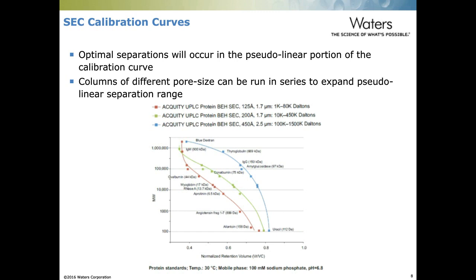Ultimately, you can use this to look at the proteins that you need to separate and look at these calibration curves. And what you want to pick is an area on these individual calibration curves where you more or less have a pseudo-linear region. And that will allow you to get the maximum separation out of the SEC separation that you're trying to get.